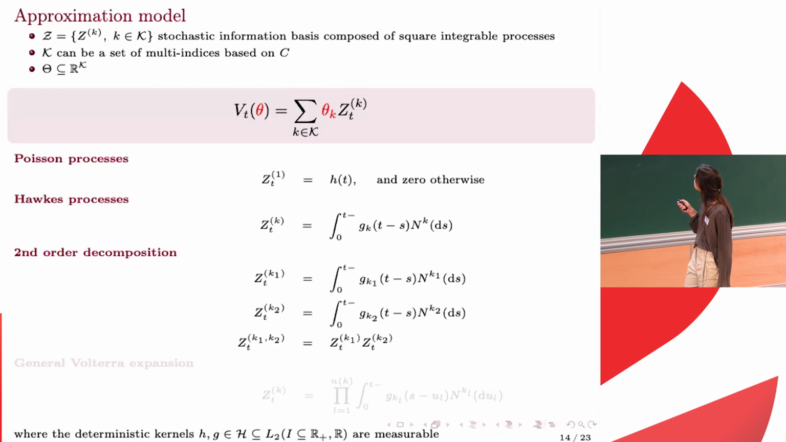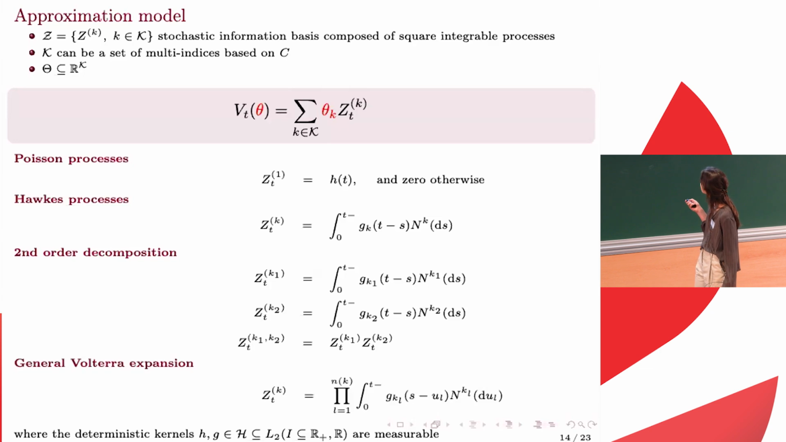And then if I want to go a bit further again, I can go to the second order decomposition, right? So I will have the terms that correspond to the first order. So let's say that we have up to K here, K1 and K2. So I have the two processes related to the first order, and then I have Z of K1 and K2 that will be just the product of the two.